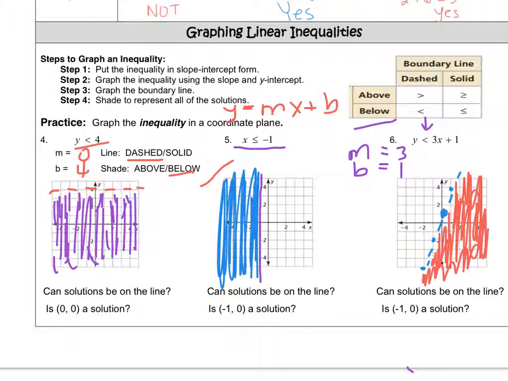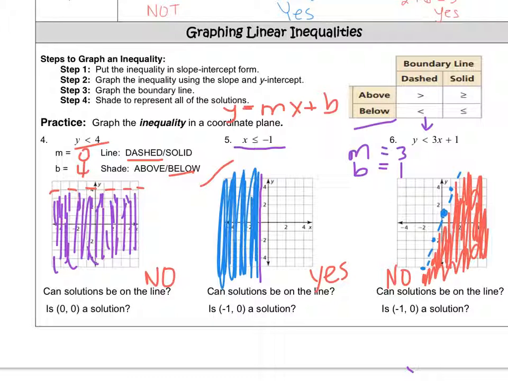Okay, so at the bottom it's asking, can solutions be on the line? Well, on this first one, it's a dashed line. There's no equals to, so no. On the second one, can the solutions be on the line? Yes, that's the difference between dotted and solid. So yes, this is a solid line. Solutions can be anywhere on that solid purple line. And then our third one, again a dotted line, so no.